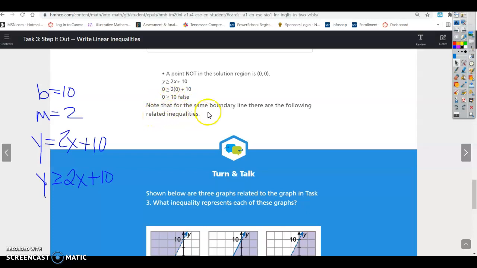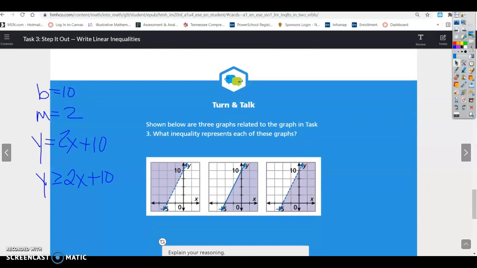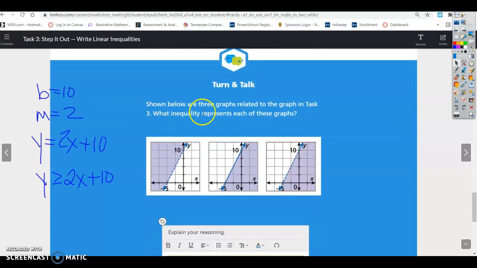So note that for the same boundary line, there are the following related inequalities. Usually I don't do the turn and talk because I don't have you guys in class to turn and talk to, but we're going to look at this because I like this example here.